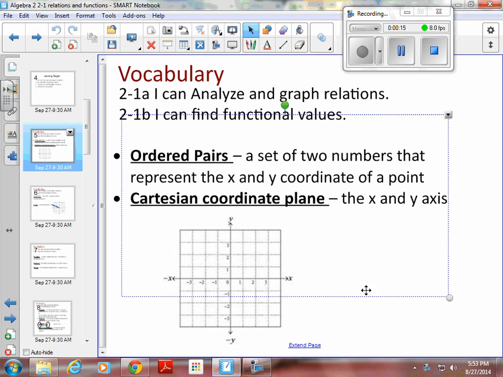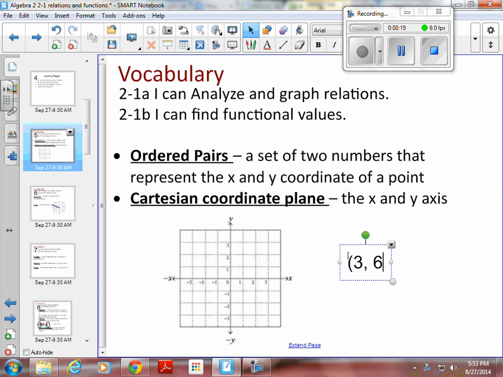So if I have (3, 6), that would be an ordered pair. The 3 is the x coordinate and the 6 is the y coordinate. And this little creature down here is called a Cartesian coordinate plane. Sometimes you just hear it called the coordinate plane. Its full name is Cartesian coordinate plane.